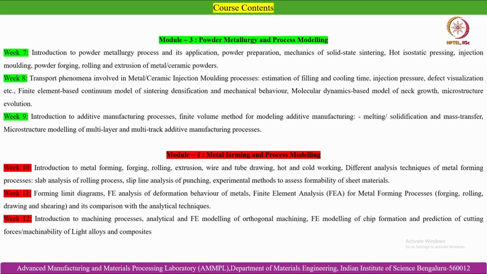And then we will enter the last and final module of the course, which speaks about metal forming and process modeling. So here we will introduce different forming techniques like forging, rolling, extrusion, wire and tube drawing, hot and cold working, etc. And also we will discuss different analysis techniques of metal forming processes, which include slab analysis of the rolling process, slip line analysis of punching, as well as experimental methods to assess formability of sheet materials. And then we will discuss forming limit diagrams, along with the fundamental theoretical aspects of metal forming.